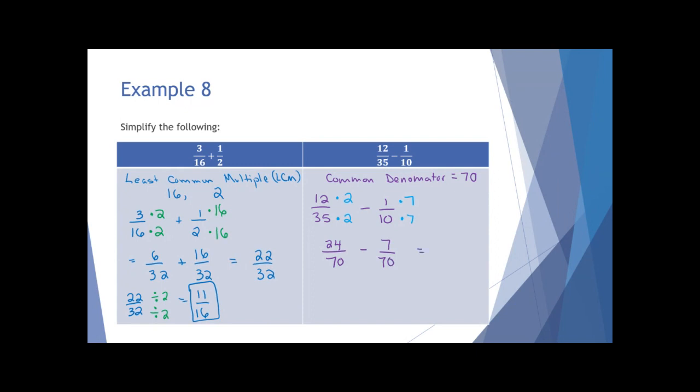And so then we do 24 minus 7. That's 17 over 70. And 17, I'm pretty sure, does not even have anything in common with 70. 17 is prime, so that is our answer there. That one, we didn't have to do any reducing.